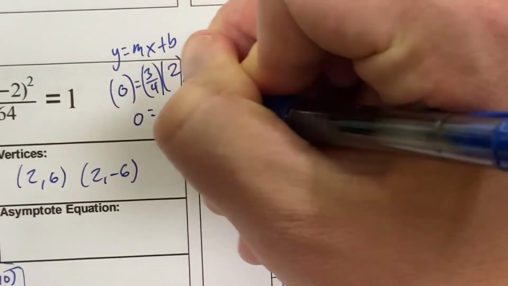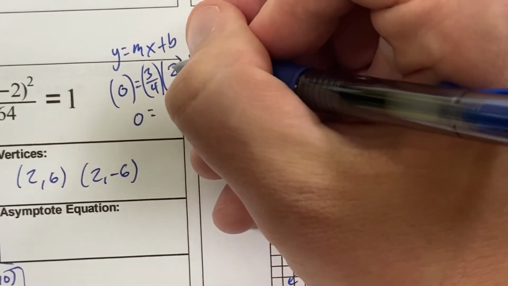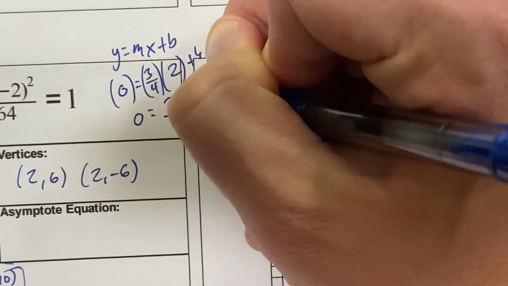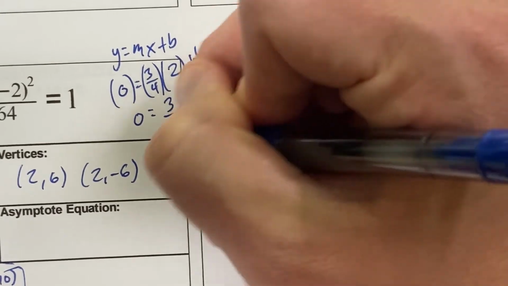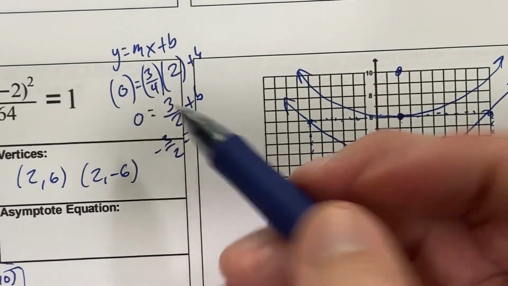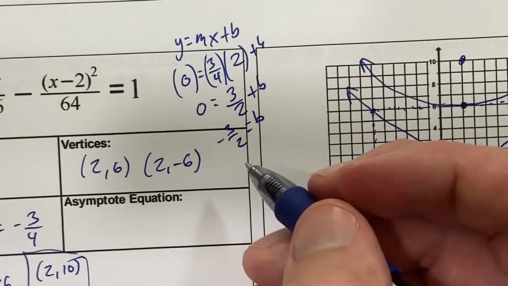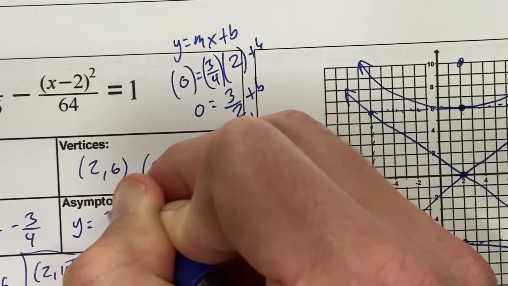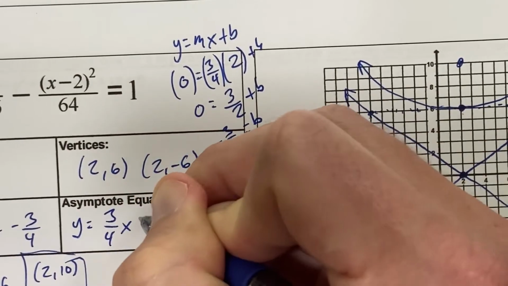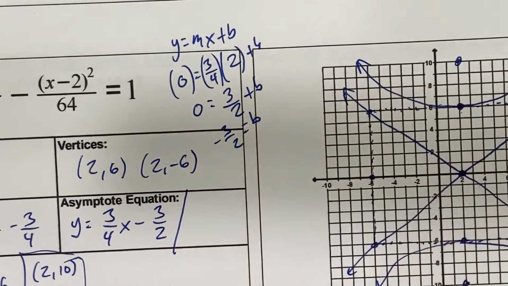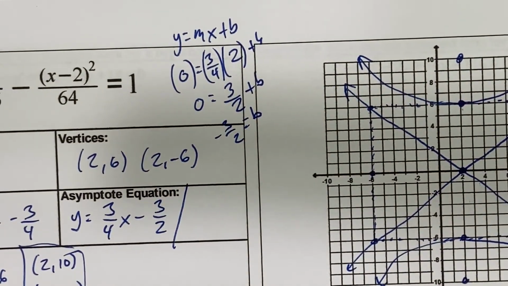So that'd be 0 equals, that's 6 over 4, that's 3 over 2, plus b. So b equals, subtract that over, negative 3 over 2. Okay, so when my slope is 3/4, that means that my y-intercept is negative 3 over 2. So let's write y equals 3/4 x minus 3 over 2. That's one of them. And then we'll write the other one.